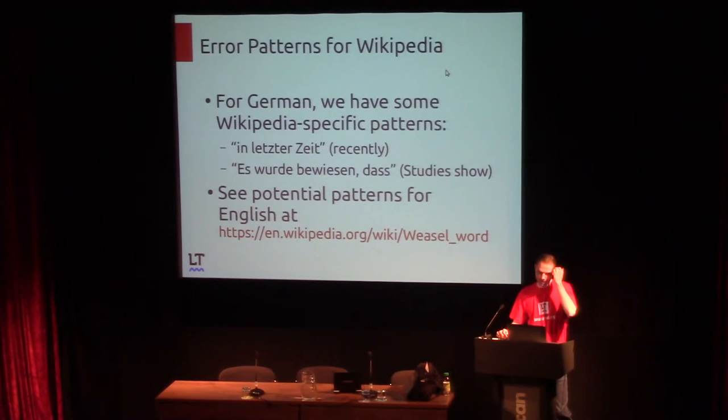We also have some error patterns that are specific to Wikipedia. For now, it's only covering German. For example, we have in German the phrase for recently, which is neither a style nor a grammar error, but in a Wikipedia article, it's often not very useful to just say recently. What you need is actually a specific point in time.